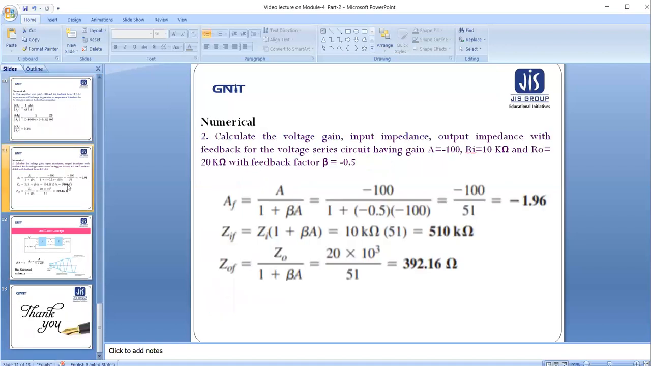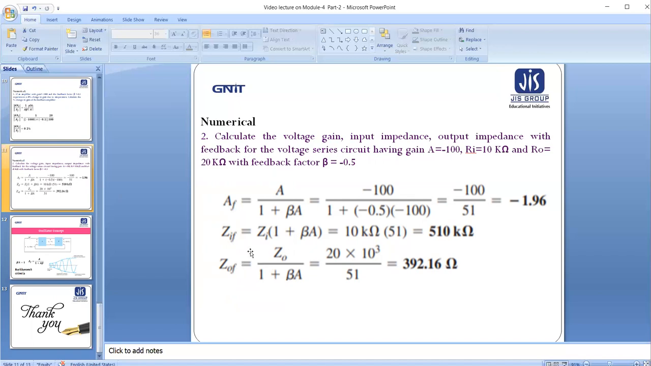The next problem is to calculate the voltage gain, input impedance, and output impedance with feedback for the voltage series circuit having gain A equal to minus 1000, Ri is 10 kilo ohm, R naught is 20 kilo ohm, with feedback factor beta minus 0.5. As it is a voltage series, first we keep in mind the gain with feedback is A by 1 plus beta A. The input impedance will be increased, output impedance will be decreased.